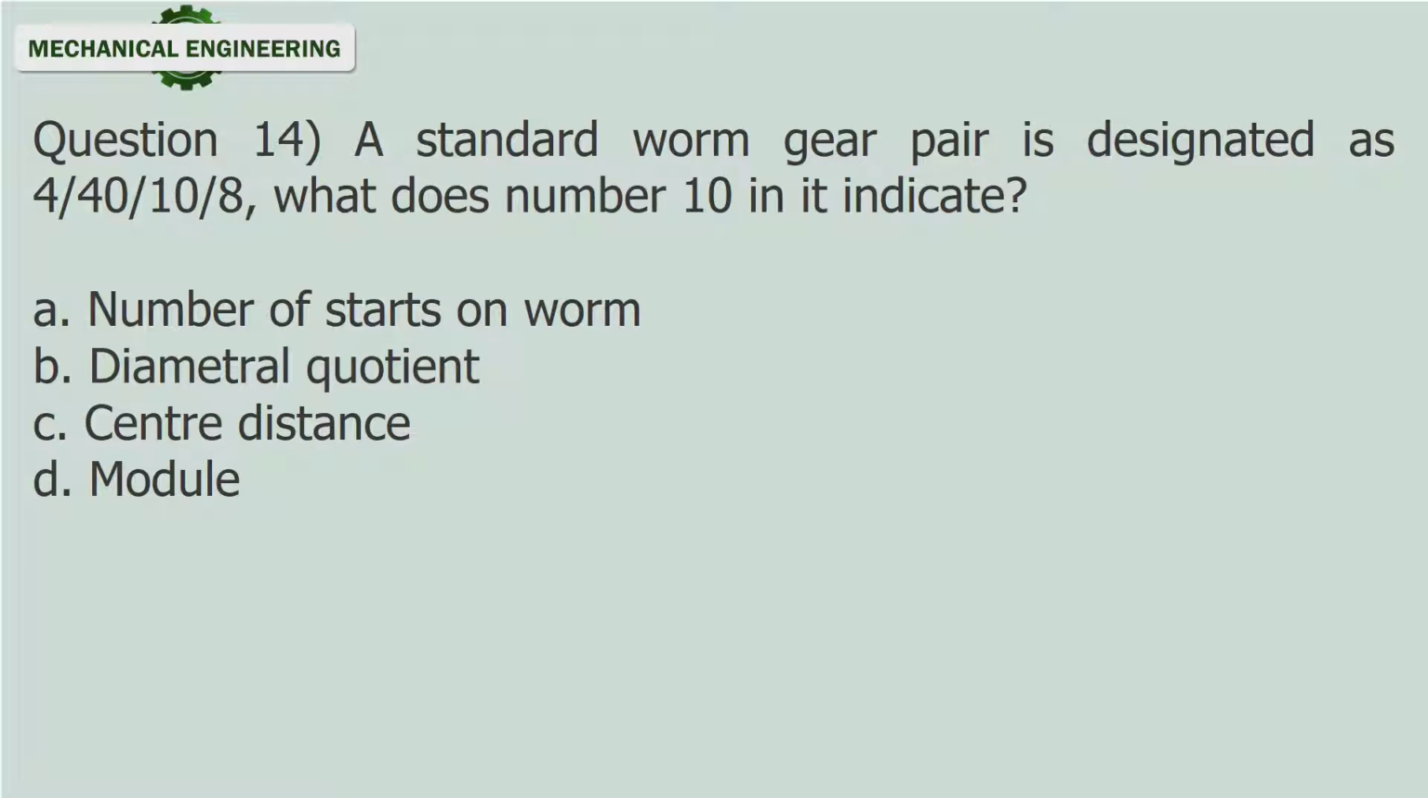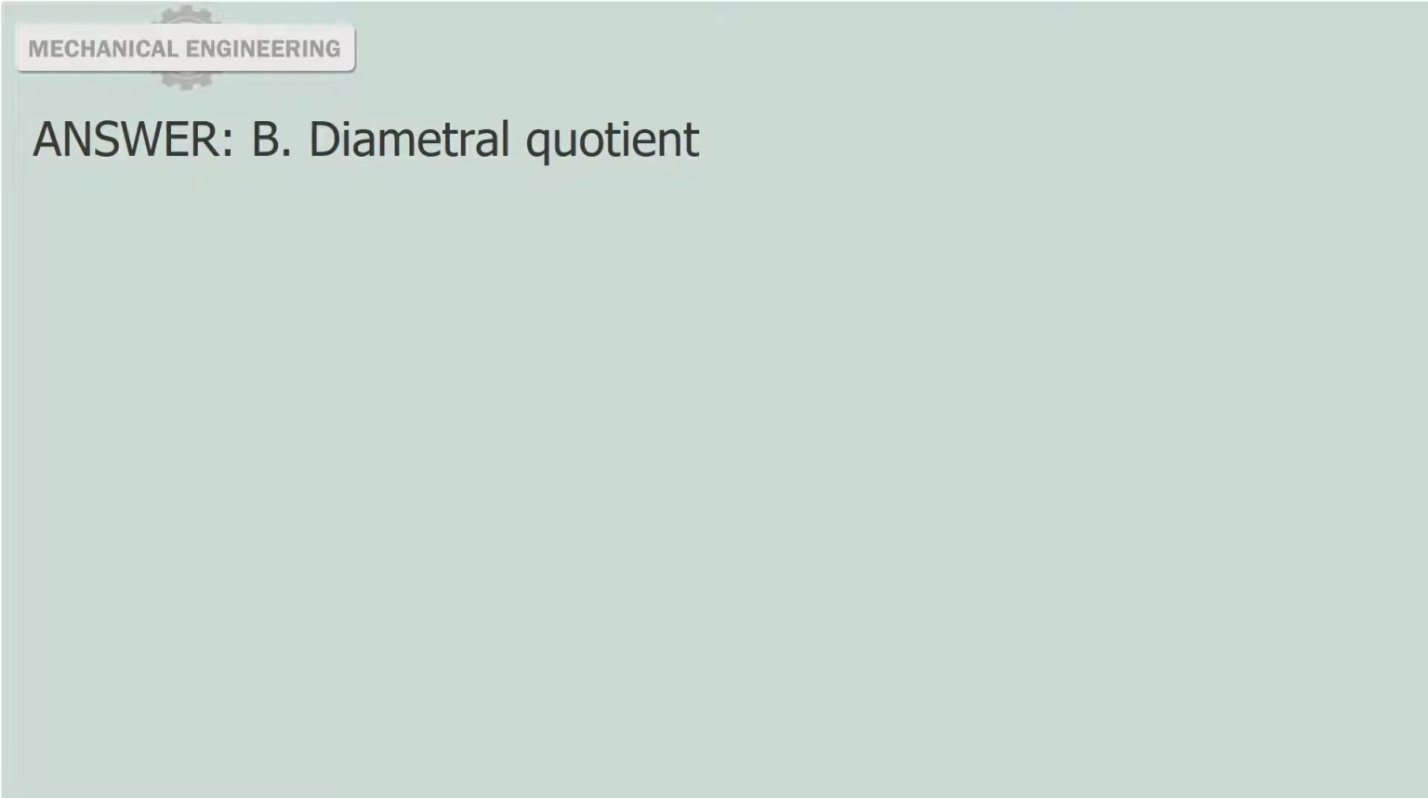Question 14. A standard worm gear pair is designated as 4/40/10/8. What does number 10 in it indicate? A. Number of starts on worm. B. Diametral quotient. C. Center distance. D. Module. Answer: B. Diametral quotient.